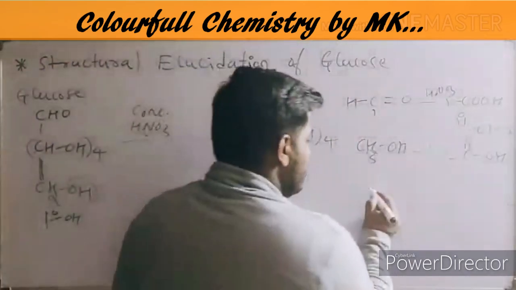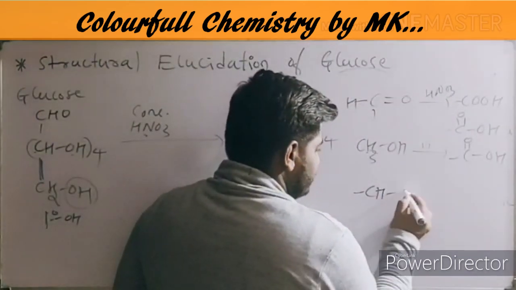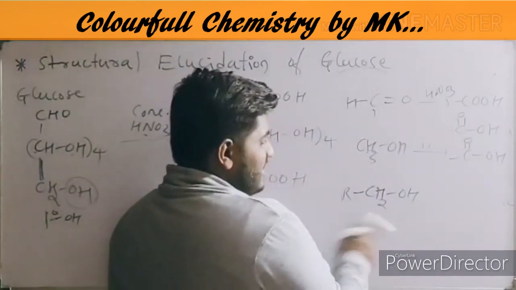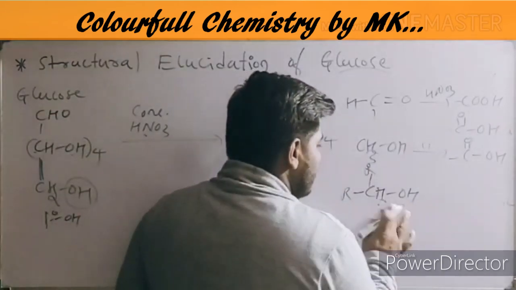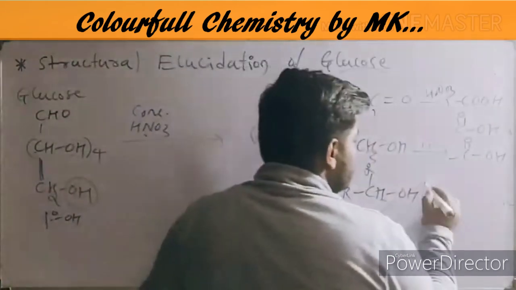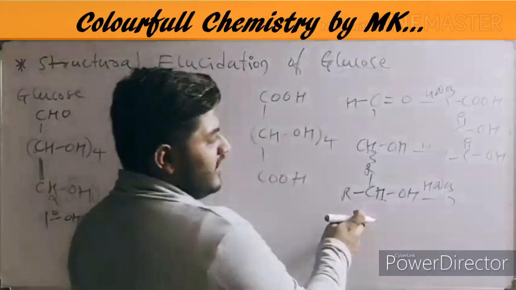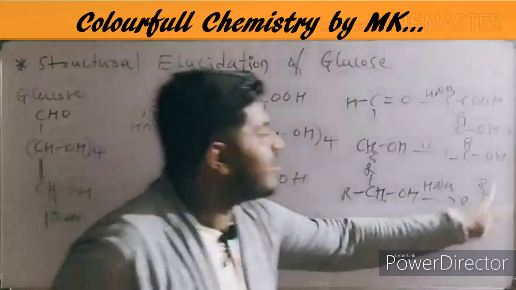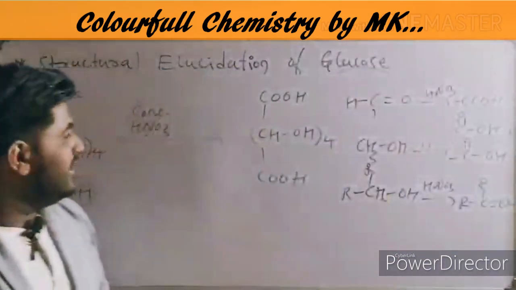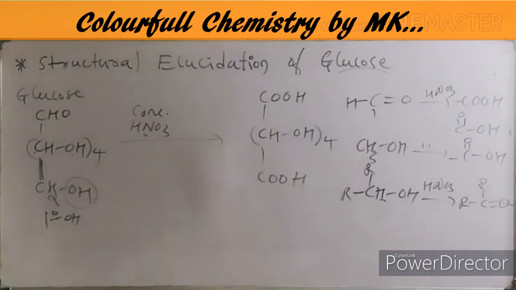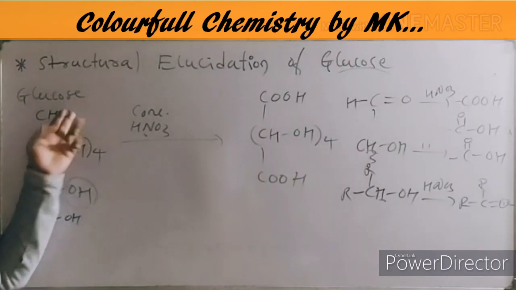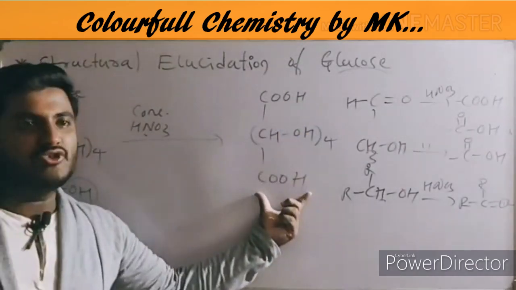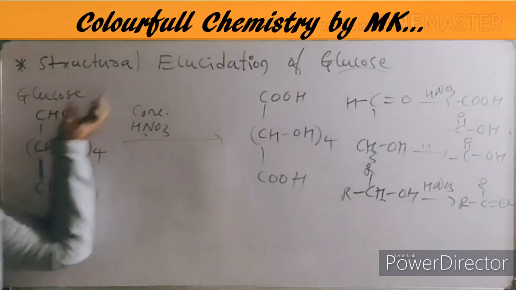If a ketone is there, look here, this one is a secondary alcohol. When we add HNO3 to a secondary alcohol, we are getting ketones instead of carboxylic acid. Are you getting, guys? Therefore, look here. When glucose is added with concentrated HNO3, we are getting two COOH groups. This indicates that the aldehyde group is converted into carboxylic acid.